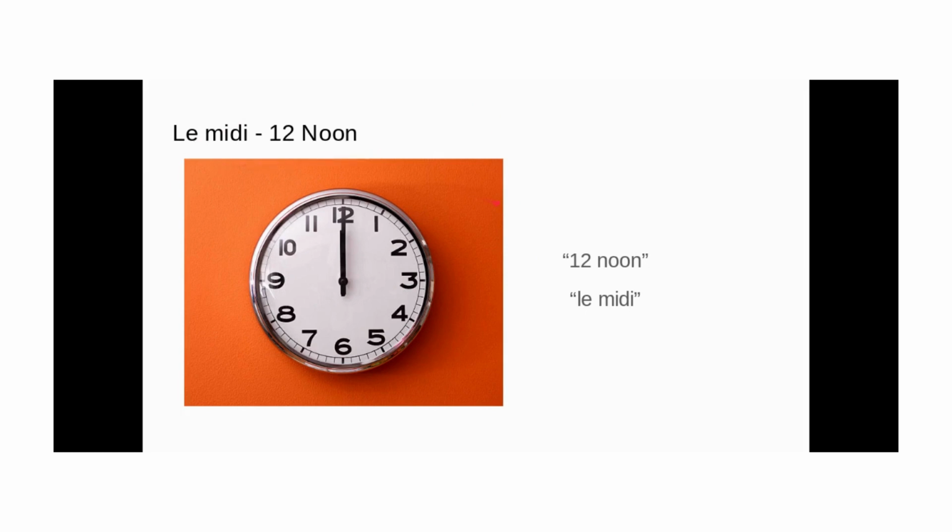Le midi, 12 noon. So to express that it's 12 o'clock in the afternoon, you say, il est midi. And to express that it's midnight, we call it le minuit, midnight. Both hands are on the 12, but this indicates that it's the beginning of a new day. Le début du prochain jour, the beginning of the next day.